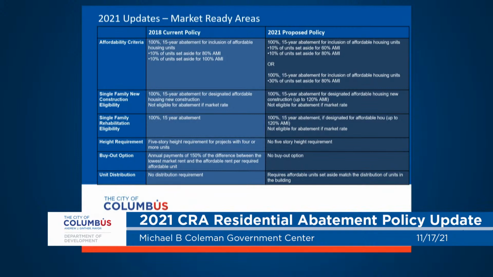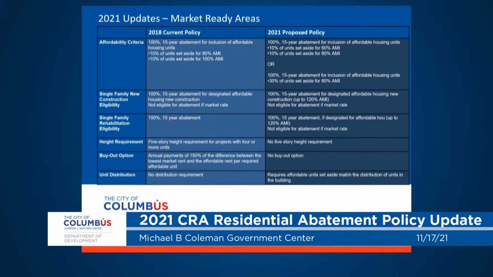In 2018, there was an inclusion of a 5-story height requirement. As I mentioned earlier, one of the questions we asked was how the 2018 policy performed, and that 5-story requirement did create some issues in some of our communities where we didn't have plan recommendations that called for 5 stories, and so we had a little bit of conflict there. So we have removed that 5-story height requirement from the market-ready areas.